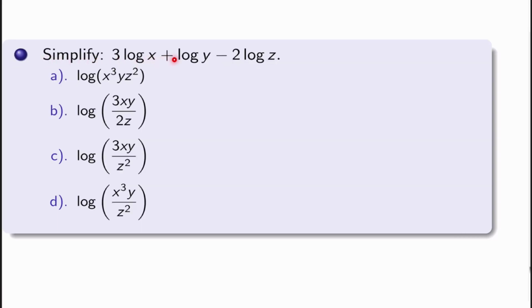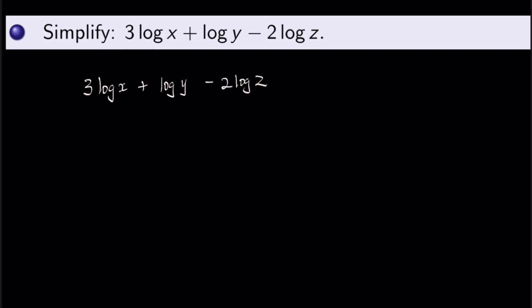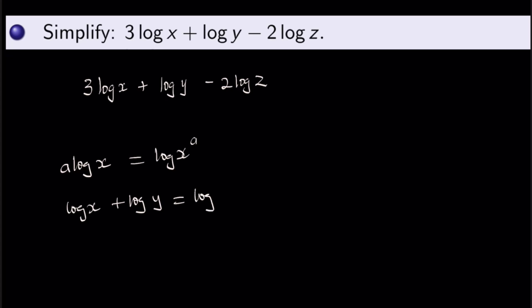Simplify 3 log x plus log y minus 2 log z. To solve this question, we need to know the rules of logarithm. For example, if we have a log x, this is equal to log of x exponent a. And if we have log of x plus log of y, since these are adding, we are going to have log of x multiplying y. And also if we have log of x minus log of y, this is the same as log of x divided by y. These are some of the rules.